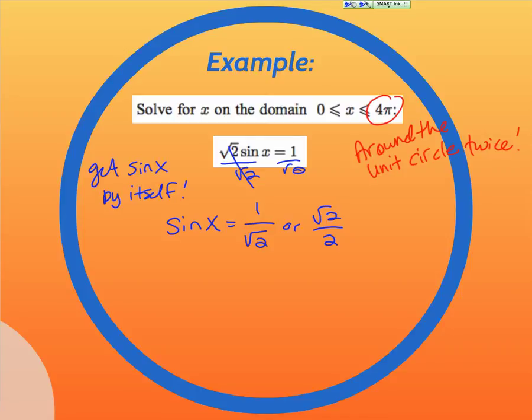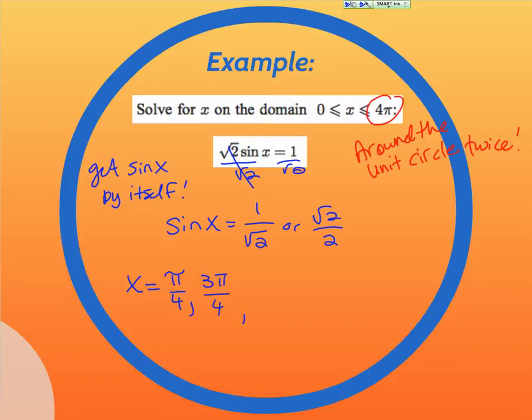So once your sine is by itself, or cosine or tangent, then you look at your unit circle. So we can get our first two answers directly from our unit circle. Where does sine equal root 2 over 2? Pi over 4 is the first one. What's the next one? Good.